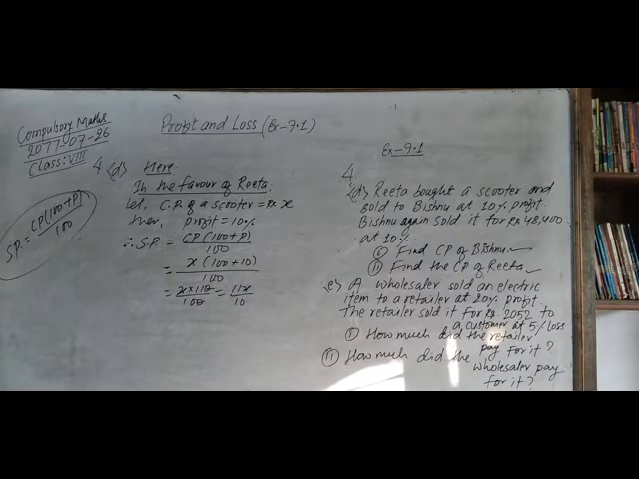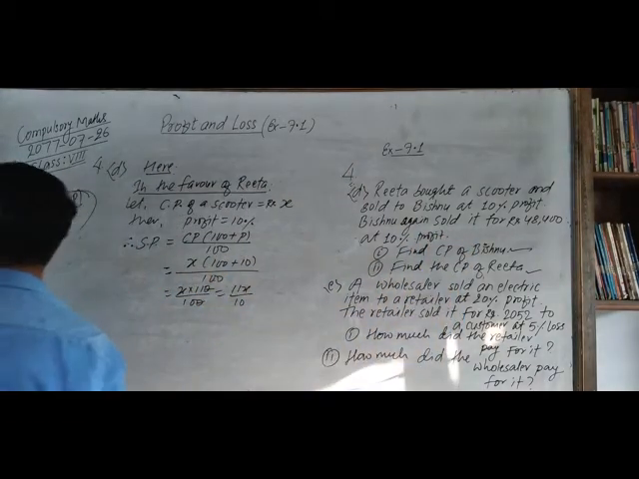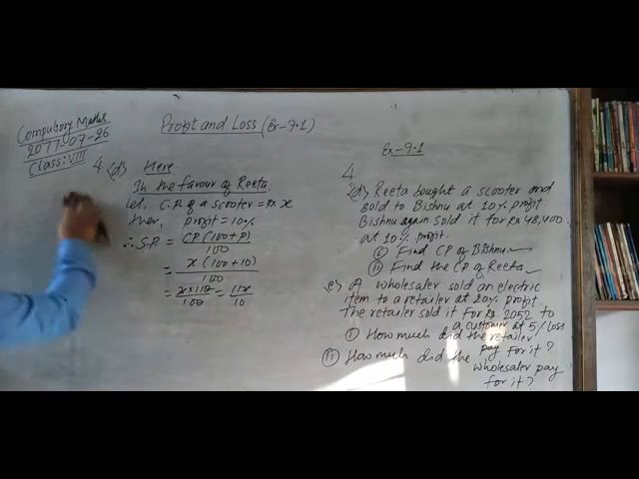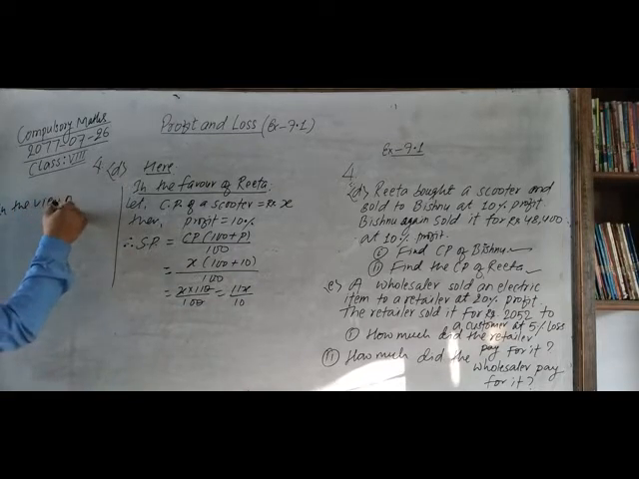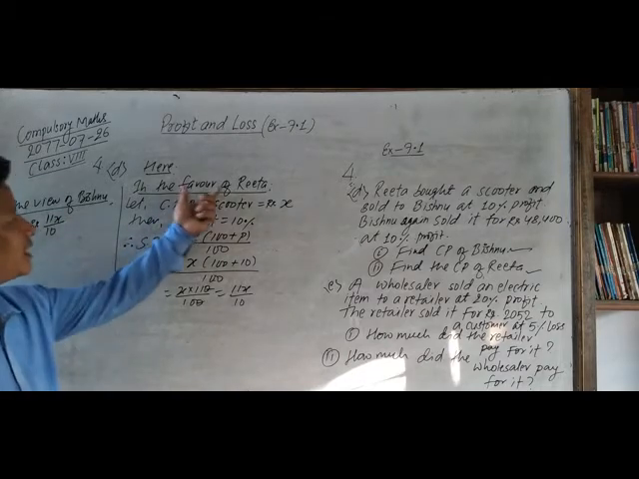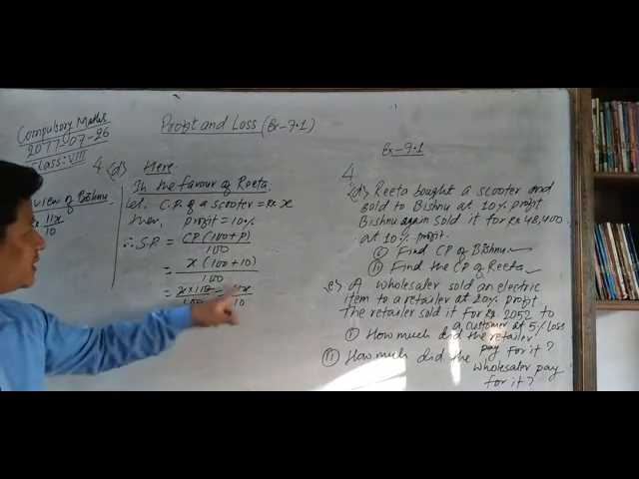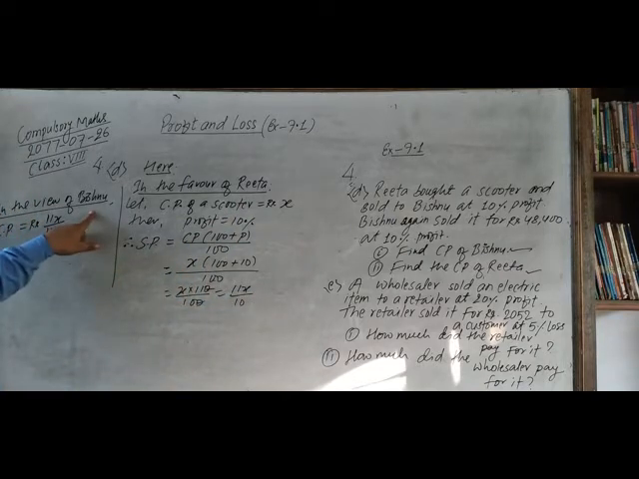Question number 4D. At 10% profit. After that, in the view of Vishnu, the cost price of the scooter is 11x by 10. Rita sold it for rupees 11x by 10 to Vishnu, right? And the selling price for Rita will be the cost price for Vishnu. So the cost price is 11x by 10, and then the profit is also given.